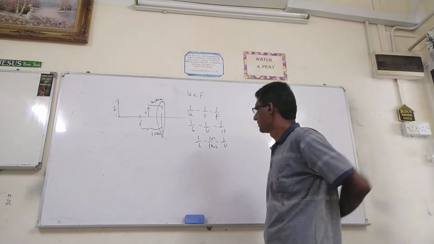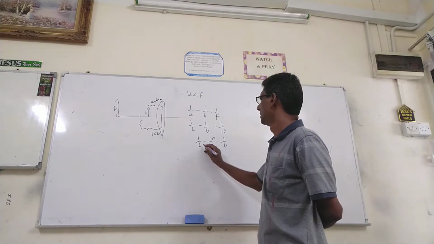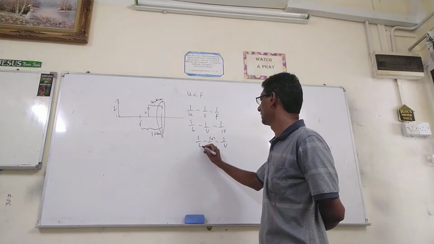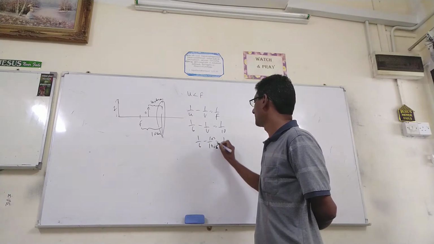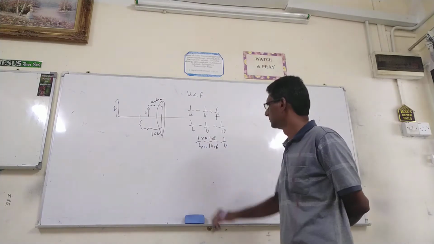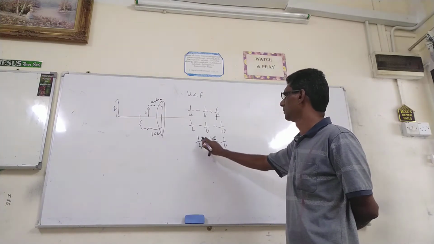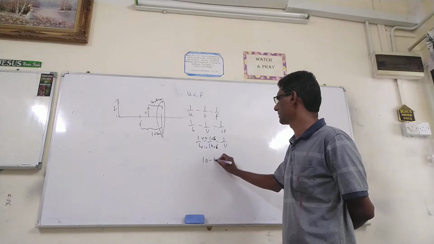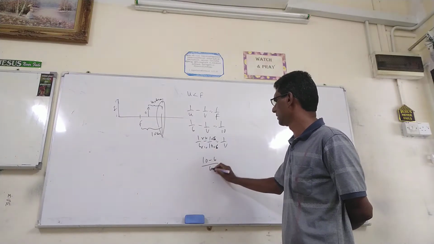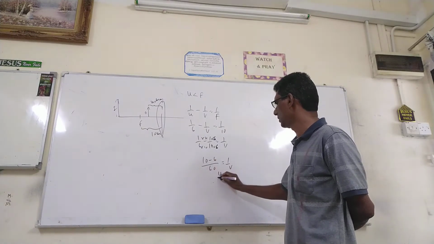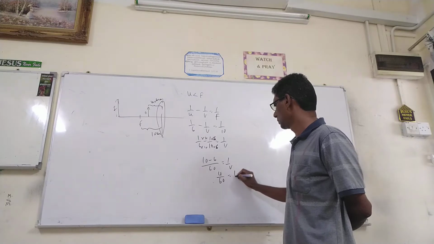6 times 10 is 60. So the common denominator is 60. So 10 minus 6 over 60 equals 1 over v. So 10 minus 6 equals 4 over 60 equals 1 over v.